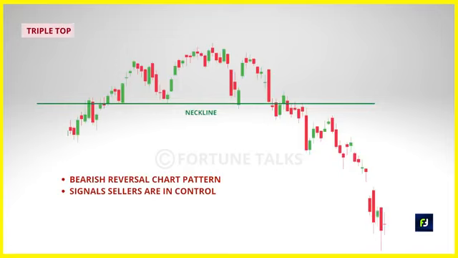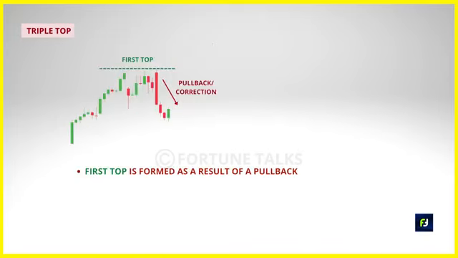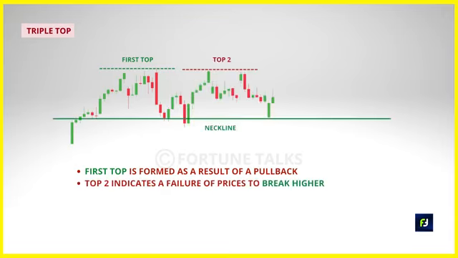A triple top is a bearish reversal chart pattern that signals that the sellers are in control. The pattern starts with buyers in control as the price makes a swing high followed by a pullback. But the first sign of selling pressure appears as the price fails to break out of the prior high and the market makes a pullback again and forms a consolidation.